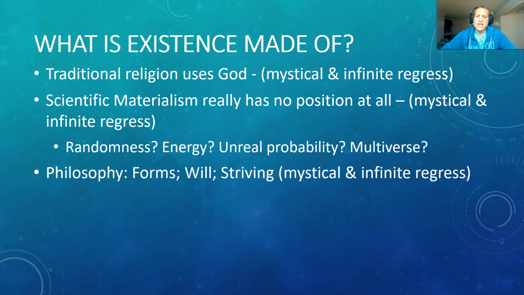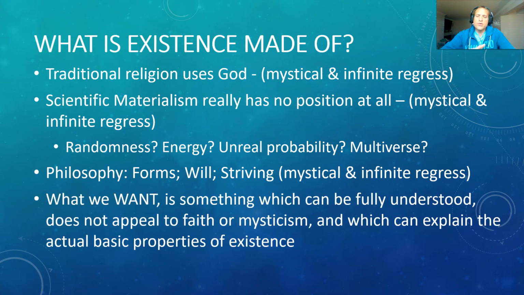So in philosophy, going back to Plato, you have the forms. With more recent philosophers, you have will and striving. The problem with these is that, although some of the arguments are quite well formed and rational, it still reduces to the mystical and infinite regress, because it never really explains what the will is, for example, and why the will should exist, right?